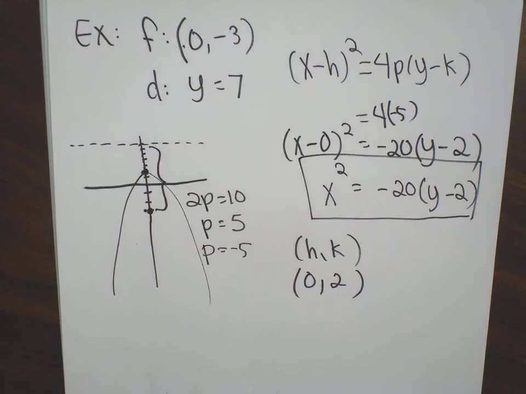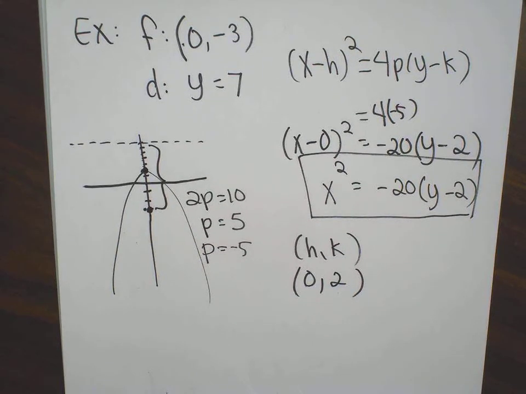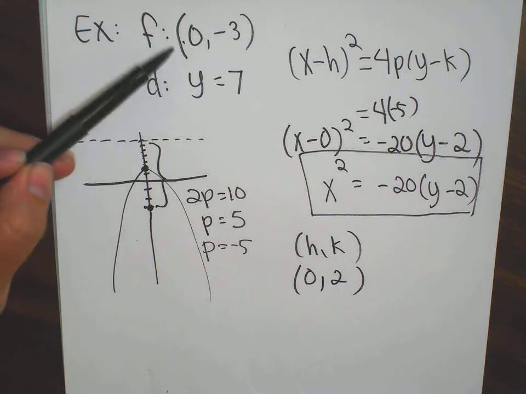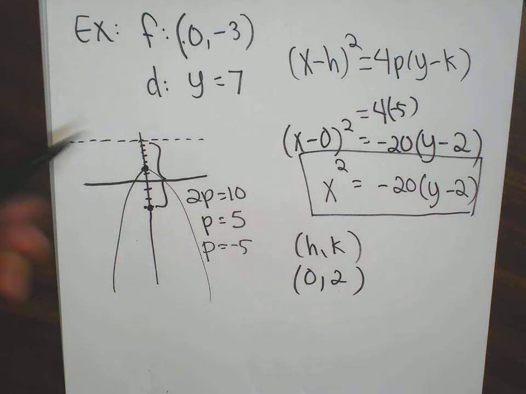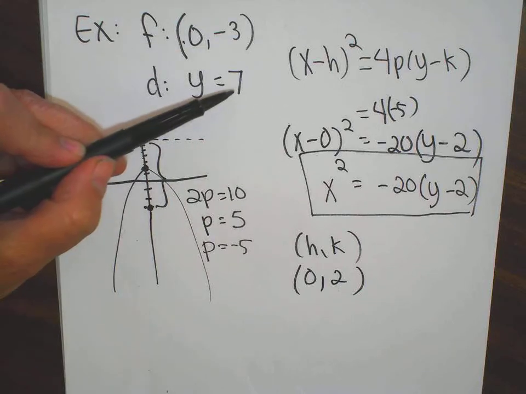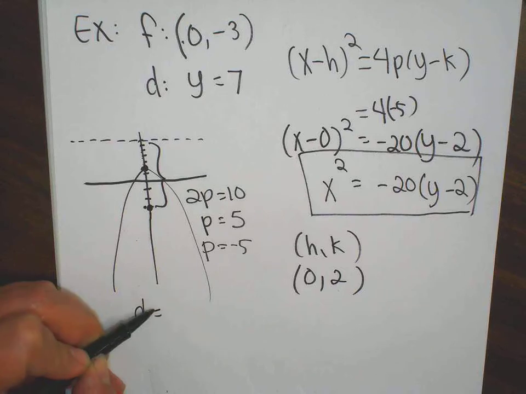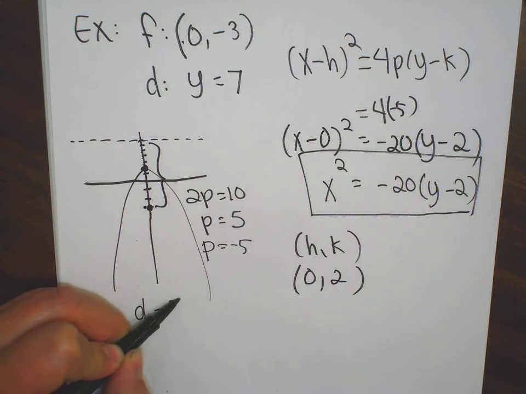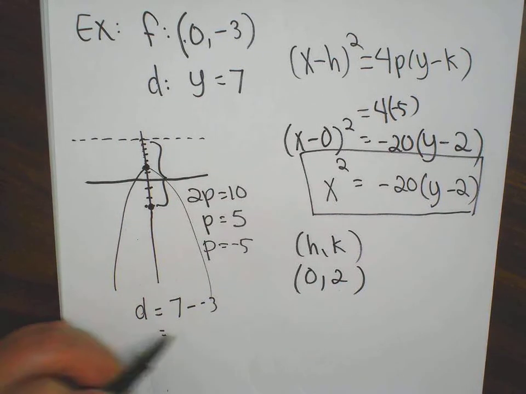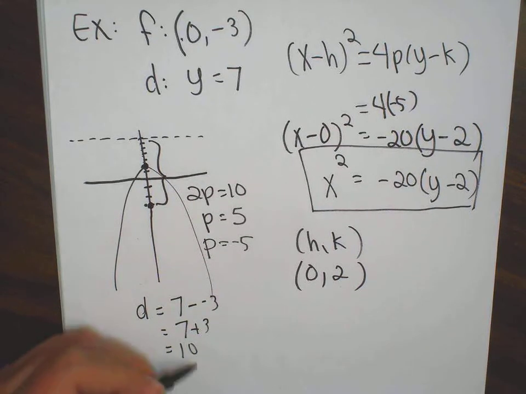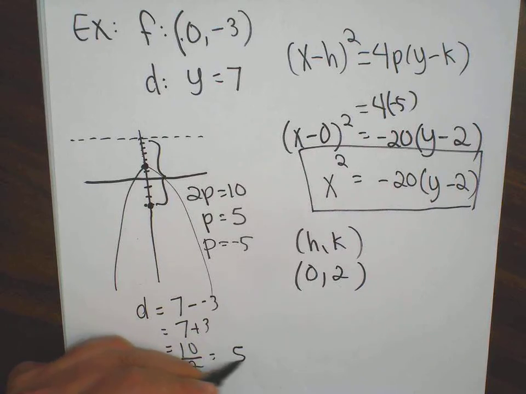So could you make some sort of little equation? Because what if it's fractional or decimal, right? And maybe you can't count it very well. Like how would I make some sort of an equation here? If I do 7 minus, so my distance is 7 minus a -3. That gets me 10. So we cut that in half to get P, which gives me 5.